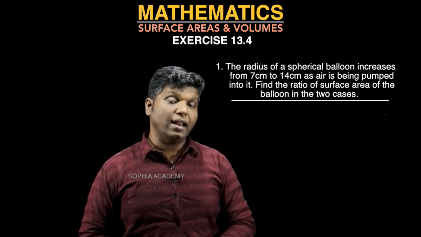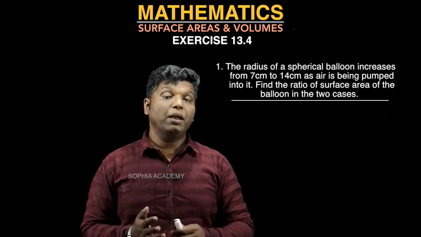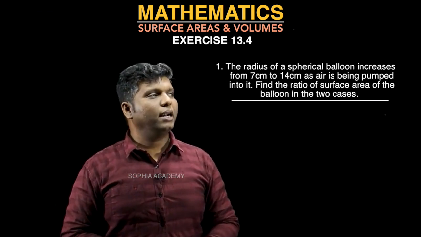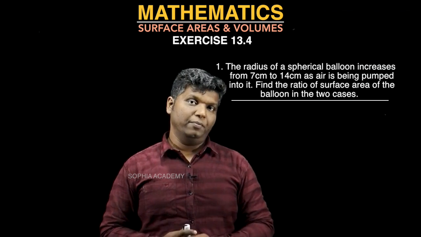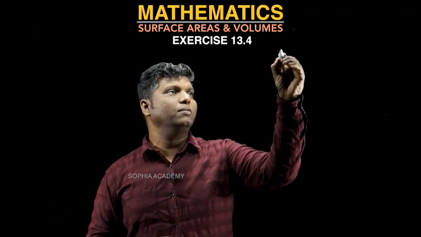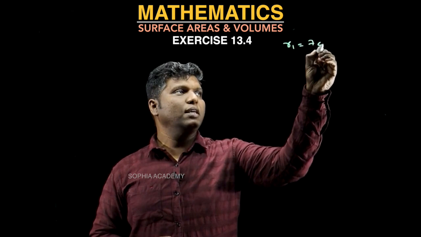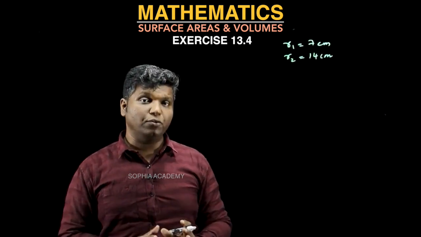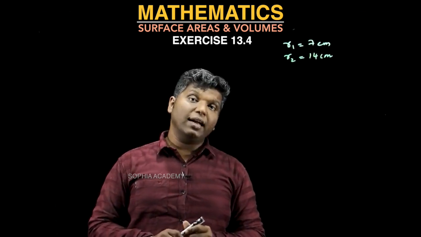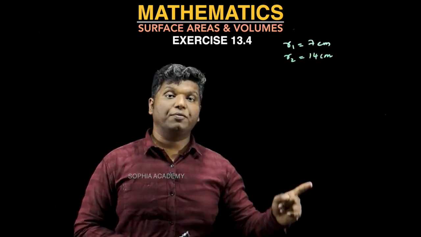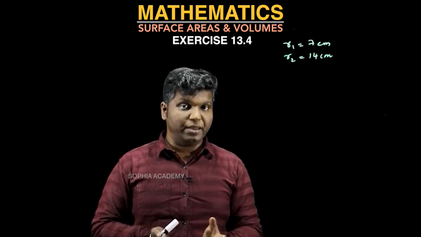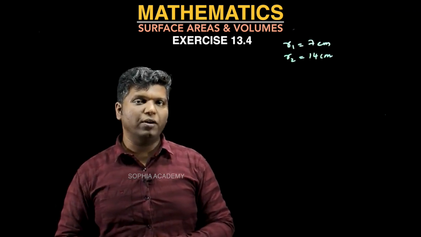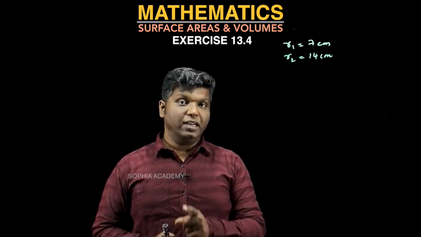So let us take them as R1 and R2. Let R1 be the radius of the balloon before filling it with air, and let R2 be the radius of the balloon after filling it with air. As the question is given, we can say R1 is equal to 7 centimeter, and R2 is 14 centimeter. Actually here you have to find the ratio. Ratio of what? Ratio of surface areas. This is already in the shape of a sphere, right? So you have to use the equation of a sphere itself. What is the equation? It is 4 pi r square.